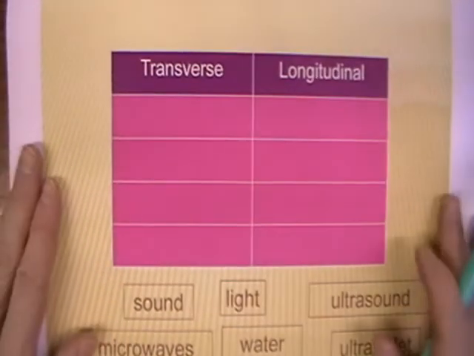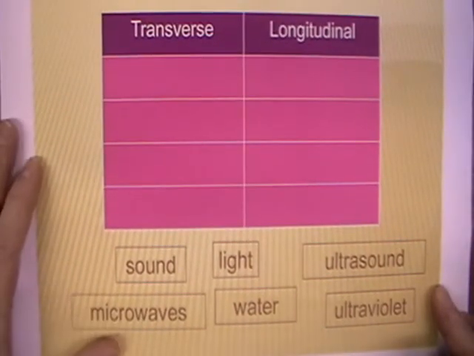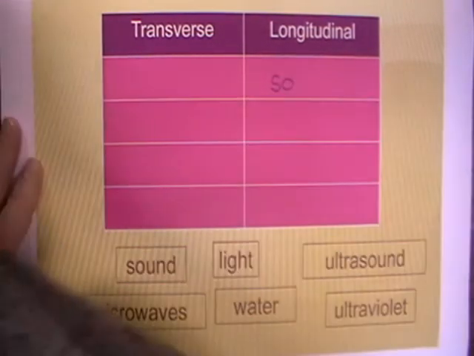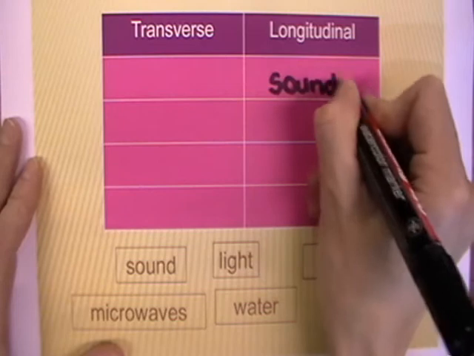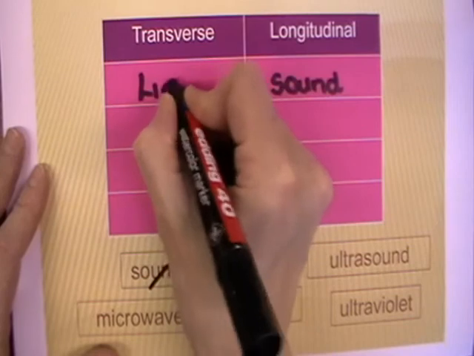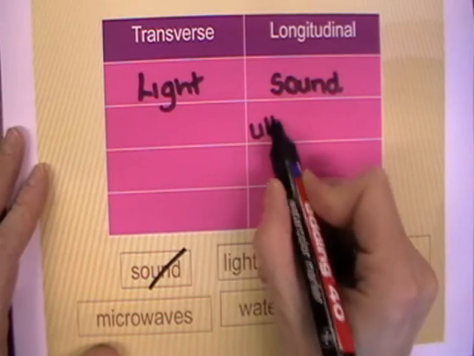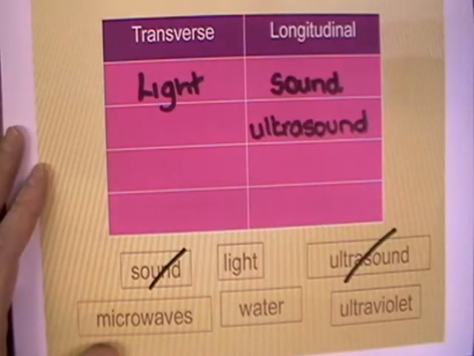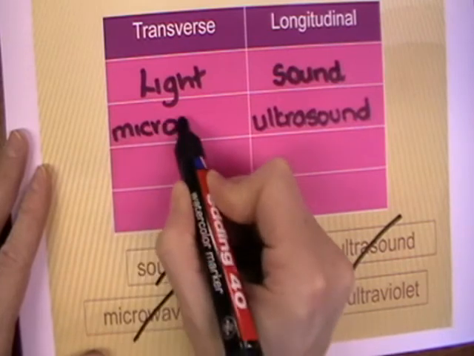Now we're going to define a few different types of waves. The first one is sound, and sound really is the main longitudinal wave that we know. I might do this in black so you can see it. So sound goes into the longitudinal box. Next one is light. Light is a transverse wave. Next one is ultrasound. So sound and ultrasound. Ultrasound is just sound with very, very high frequencies, and we'll say a wee bit more about that later on. Next one is microwaves. They're transverse waves.